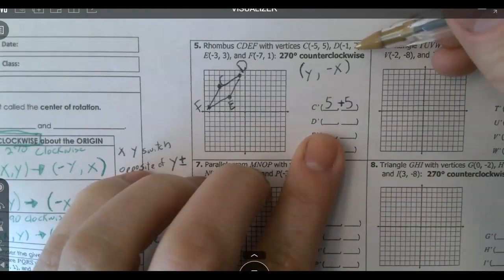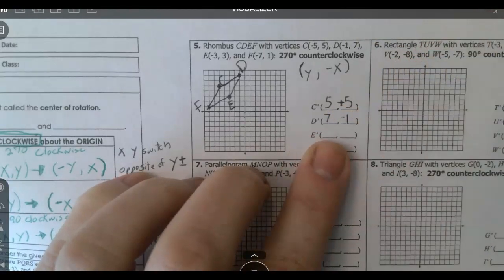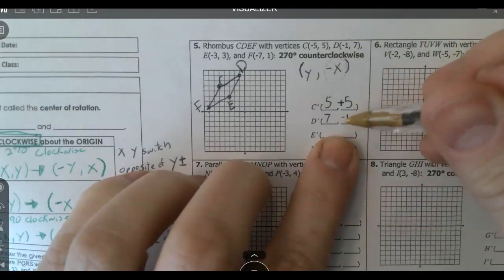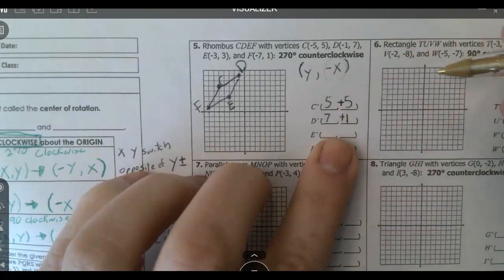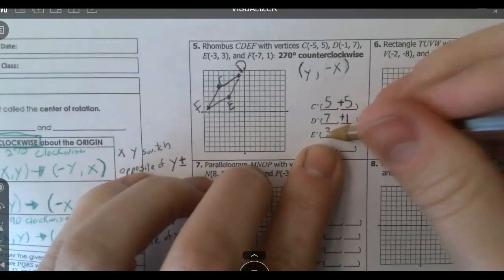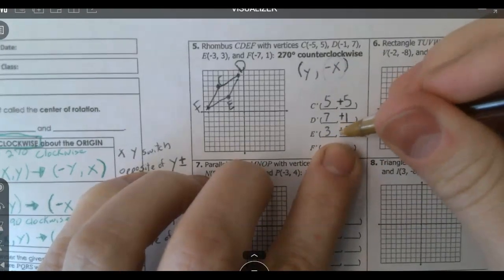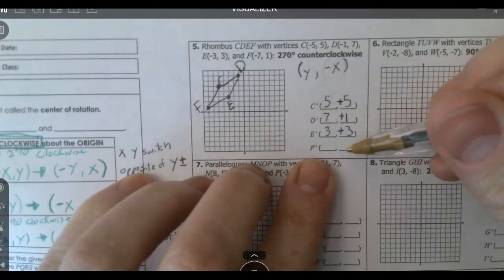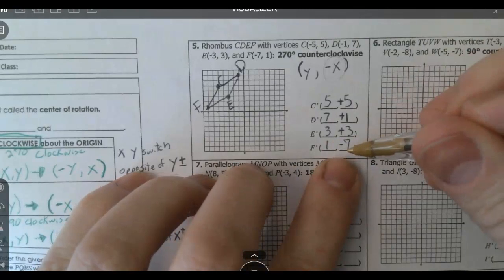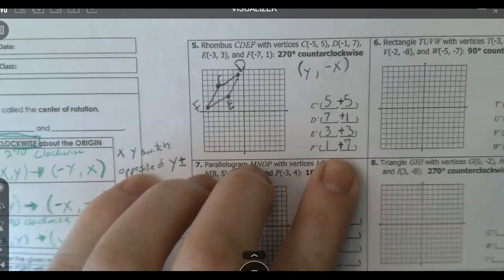Okay, let's do that again with D. I know I need to trade these places, so 7 and negative 1. But I also need to do the opposite of this one. So opposite of negative is positive. Let's keep going. E, negative 3, 3, switch them. Opposite of this term would be a positive. And F, switch them. And the opposite of a negative 7 would be a positive. Okay, so we have all the coordinates written down now.